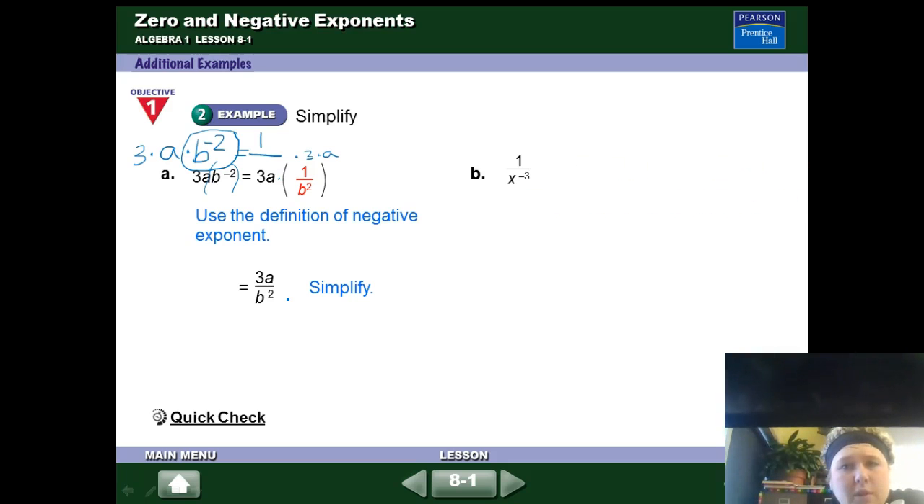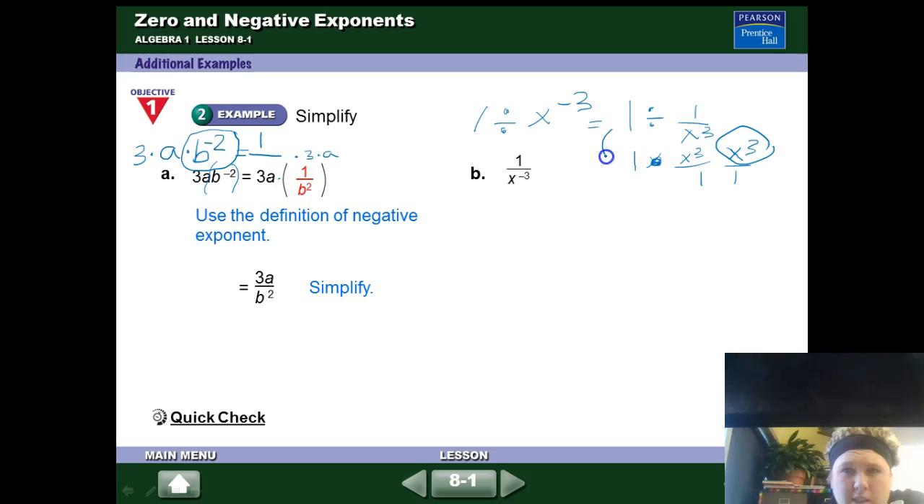Our next one is 1 over x to the negative 3rd. So this is really saying 1 divided by x to the negative 3rd. Well, when we see this, we can go 1 divided by 1 over x cubed. We know when we divide fractions, what we really do is we're multiplying by the reciprocal. So this is really 1 times x cubed over 1. 1 times x cubed is x cubed all over 1, which is really just x cubed.